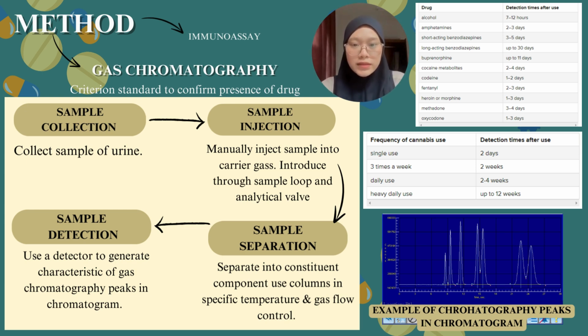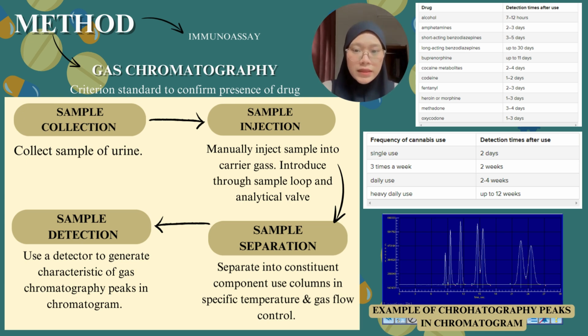The second step is sample injection. The urine sample will be injected into a carrier gas such as nitrogen, hydrogen, oxygen and also helium. Basically, the better the carrier gas is, the better the results will be. This step will introduce the sample loop and the analytical valve that is in line with the carrier system. The third step is sample separation. The sample will be separated into its constituent components by using the column at a specific temperature and with gas flow control. This step will be controlled tightly and will be repeated to get an accurate result.